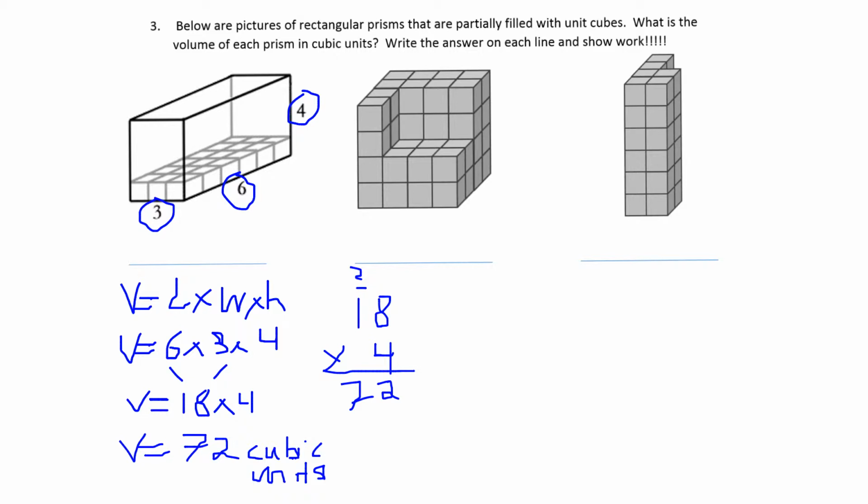Now what I'm going to do is I'm going to do 18 times 4 over here. 4 times 8 is 32. And 4 times 1 is 4. Plus the 3 is 7. For a total of 72. Volume is equal to 72. And that is 72 cubic units. Alright? So that's how you do the first problem there. Now what I'm going to do is I'm going to erase that so I can move on to the next problem. But just remember it's 72 cubic units.